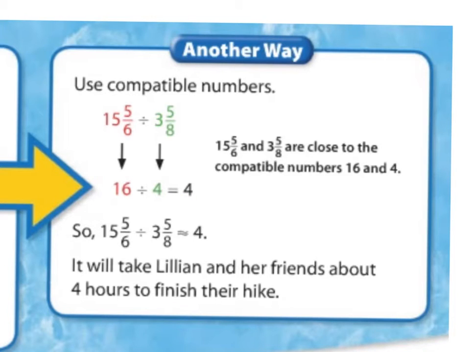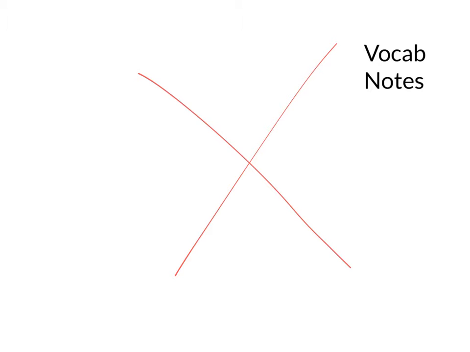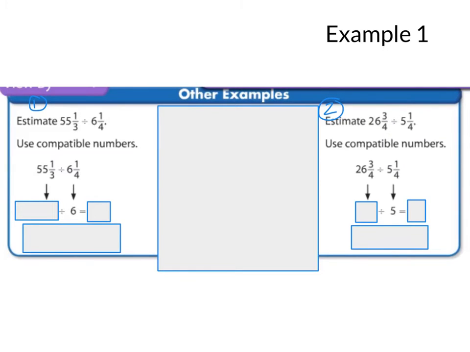Moving on in 3, 2, 1. You do not have vocab notes today. Yay! All right, so for example 1, we're going to first look over here at problem number 1. Please write what I'm underlining in red, even the word estimate. Estimate 55 1/3 divided by 6 1/4. We're going to split 55 1/3 into groups of 6 1/4. And how many groups would I have about?